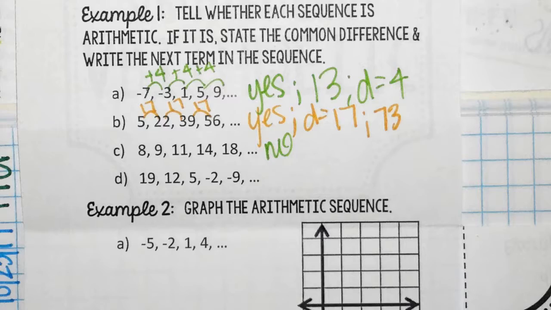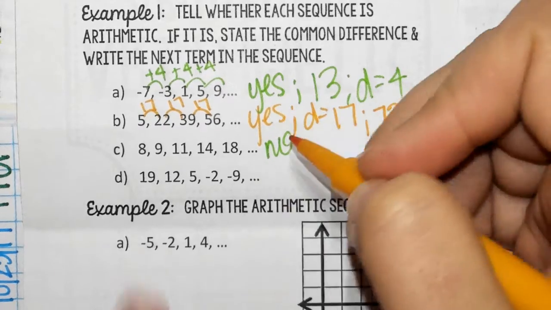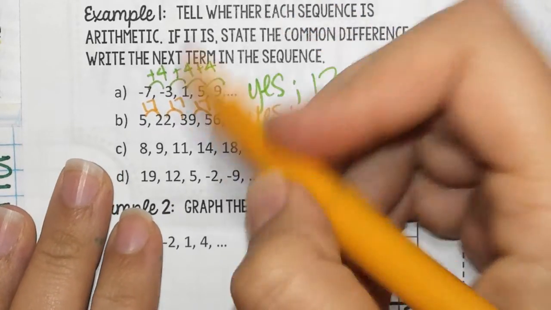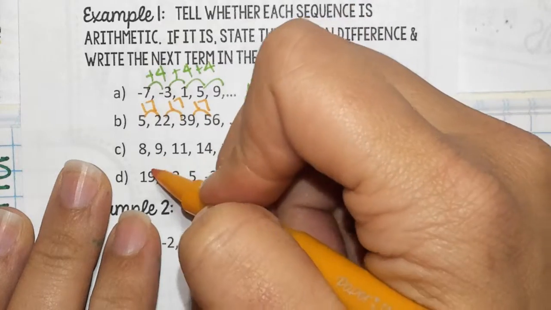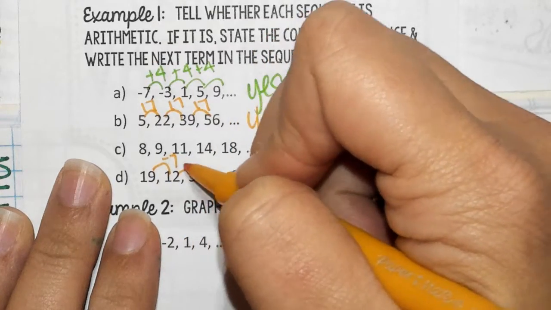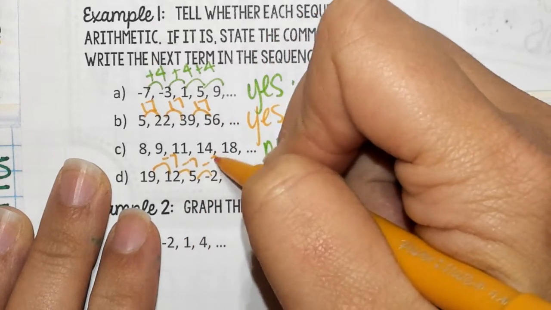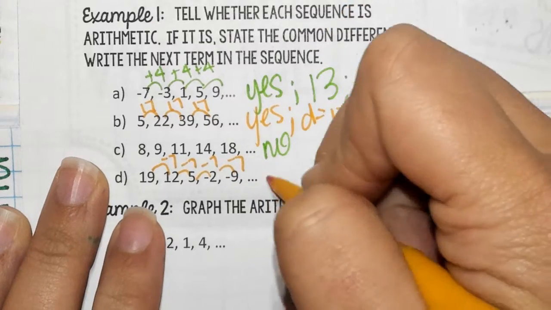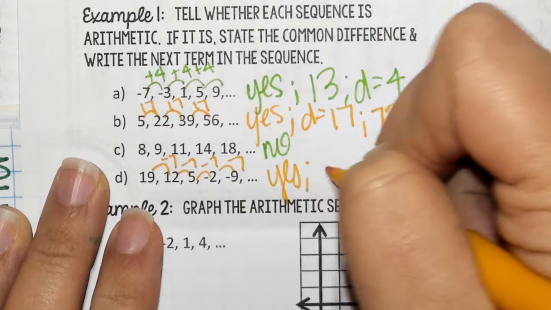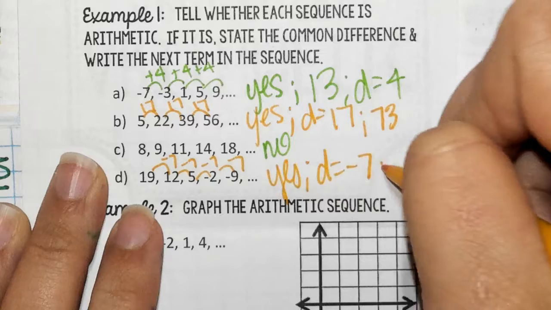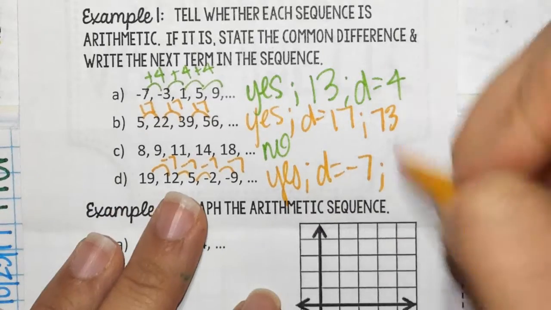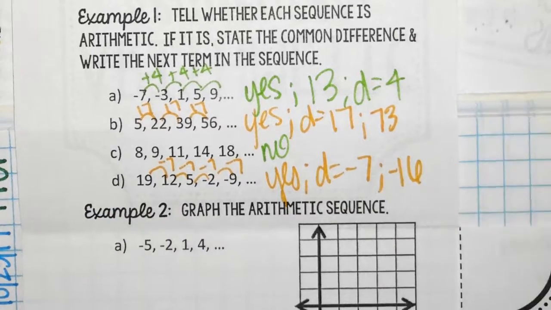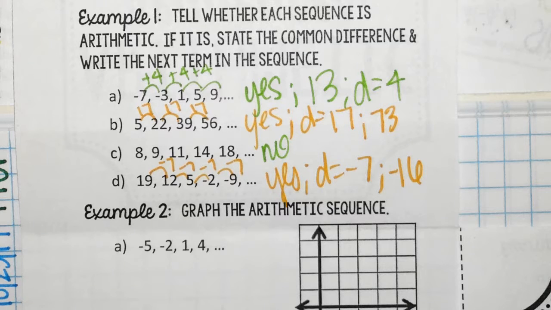All right, guys, what did you get for this one? Yes or no? This is minus 7, minus 7, minus 7, minus 7, so that's a yes. The common difference is negative 7. And what would the next term be? Negative 16. Now, what is the difference this time in d than the ones we've been doing? It's negative. Good. It's decreasing. Awesome.